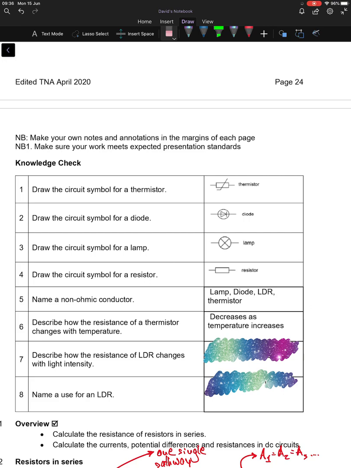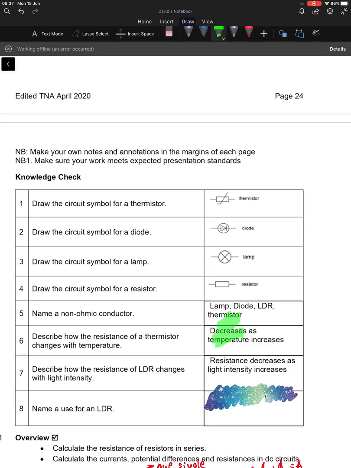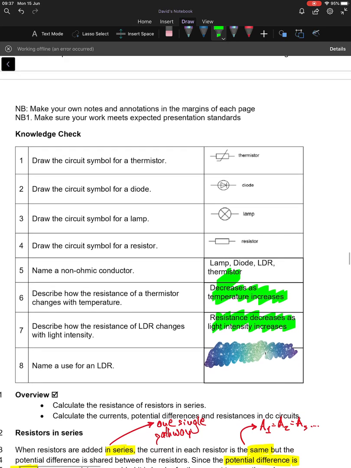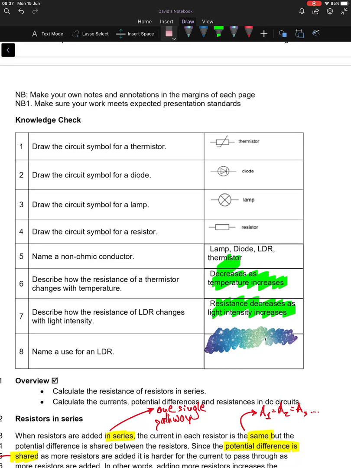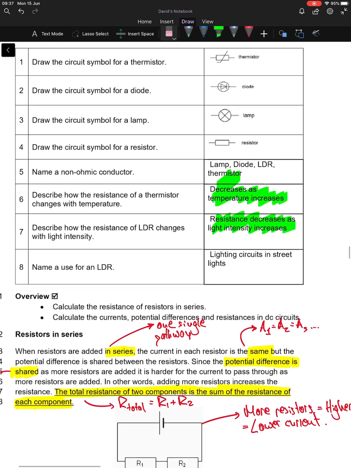Describe how the resistance of a thermistor changes with temperature. Decreases as temperature increases. You can also have the opposite. Describe how the resistance of an LDR changes with light intensity. The resistance increases as light intensity decreases. Just remember as well with both of these, you could also have put the opposite, and that would still be absolutely true. And then maybe use for an LDR: lighting circuits in streetlights and also automatic light bulbs.